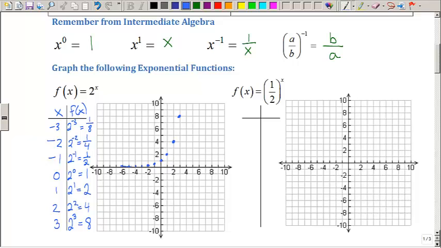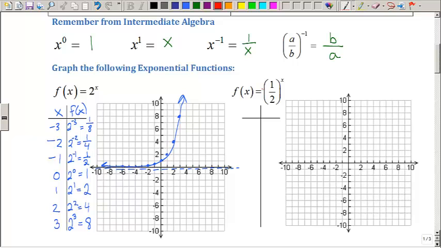What that tells us is we have a horizontal asymptote, and the horizontal asymptote is going to be at the x-axis. So I'm going to make a little line right under here, making it a little low just so you can see it. But the x-axis is my horizontal asymptote.